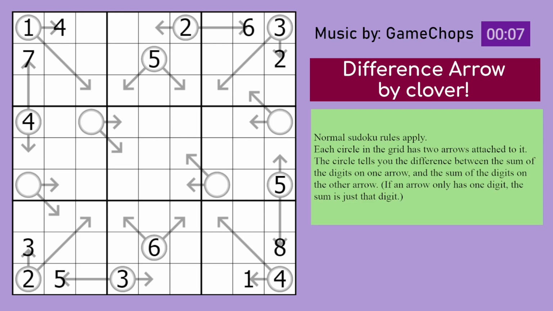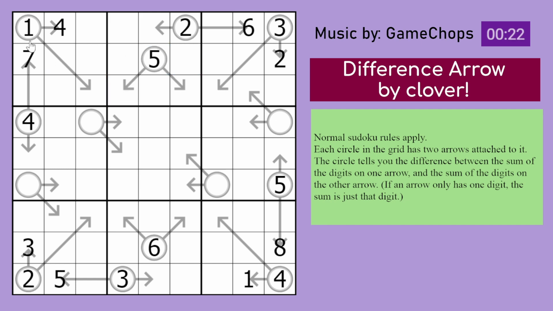Hello, this is the Genuine Approachable Sudoku for the 4th of March 2024. Oh, I'm sorry, the text says 3rd March now, but this is for the 4th of March 2024. It is Difference Arrow by Clover, and you'll notice some arrows here that don't follow the regular rules. So let's look at the rules.